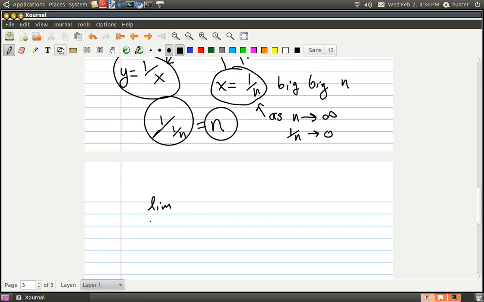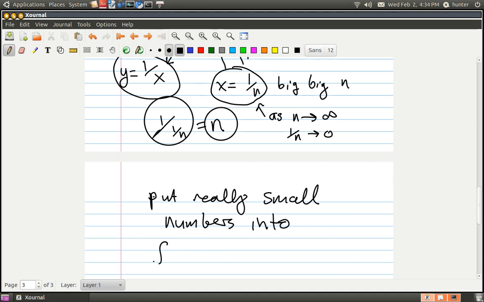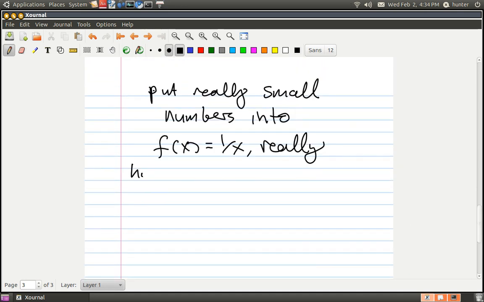So what am I saying here? I'm saying that the limit of, well, we don't know limit notation yet, do we? So basically, you put really small numbers into f of x equals 1 over x, and really huge numbers come out.